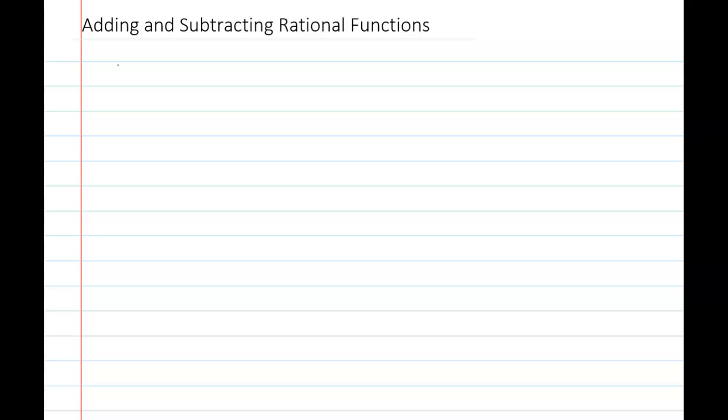So let's look at 6 over x squared minus 4 plus 2 over x squared minus 5x plus 6. So there's steps we use to simplify or solve, or however you want to look at it. So first, we factor the denominators.